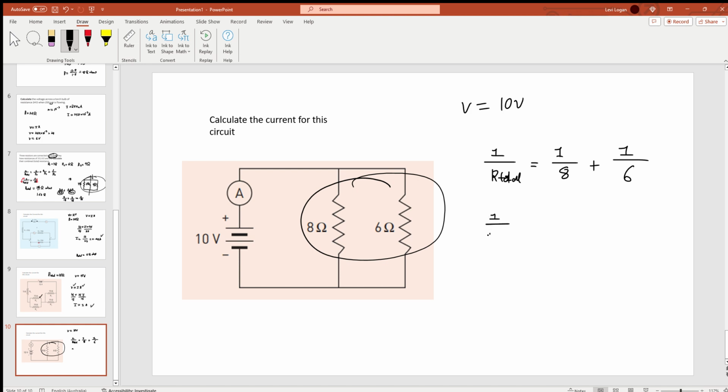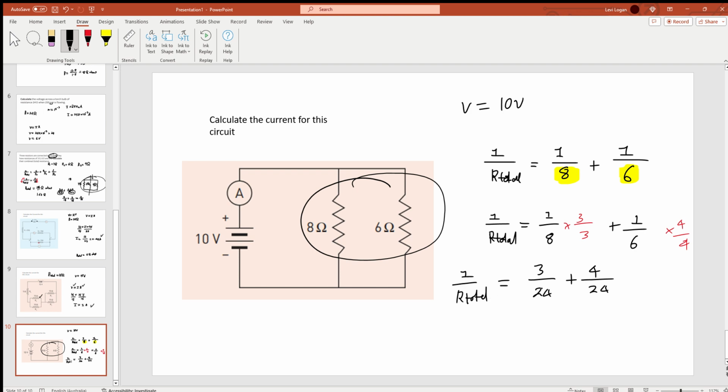The reason why we need them the same number is because we can't add them together unless they have a common denominator. So if I multiply 1 on 8, the top and the bottom, by 3, and I multiply the top and bottom of 1 on 6 by 4, what I'm going to get is 3 over 24 plus 4 over 24. The reason why that's good is because I can add them together because they have a common denominator of 24. So 1 over the total resistance is going to be 7 over 24.